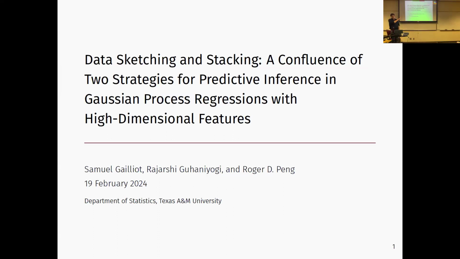So it's Data Sketching and Stacking, a confluence of two strategies for predictive inference in Gaussian process regressions with high dimensional features. So what are we talking about? We're talking about Gaussian process regression in high dimensions. And we're solving it not in a typical way that's already been done using something like ARD kernels. We're using two strategies, data sketching, which if you came to Jacob's talk a couple of weeks ago, you've already heard of, and stacking, which is a method of model averaging.